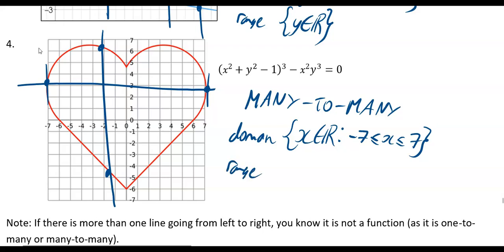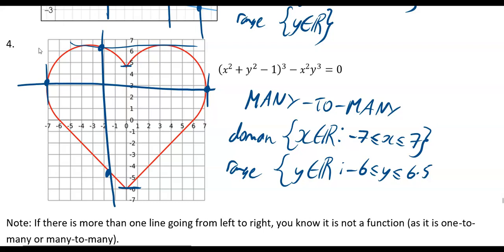And the range then, it's y again belonging to the set of reals such that, again, the lowest point is going to be whatever that is, minus 6, and the highest point, not 5, remember, goes all the way up to here, so whatever that looks like, it looks like 6.5. So minus 6 is less than or equal to y is less than or equal to 6.5.